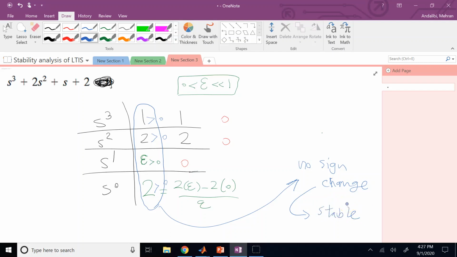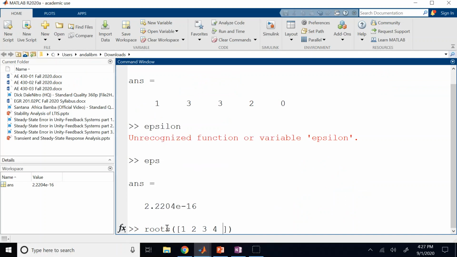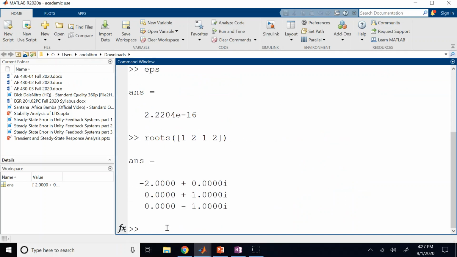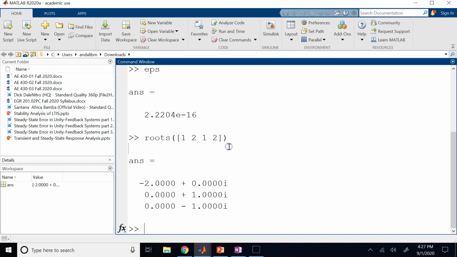Okay, and we can check it. All you need is to pass to MATLAB 1 2 1 2. Use the command roots of 1212, and if you see, the system is not unstable, but actually it is marginally stable. So we cannot say it's pure stable, it's marginally stable, but clearly it's not unstable because there is no change in the sign. Why is it marginally stable? Because 2 of the roots are pure imaginary. This one goes to 0, these 2 will keep oscillating.